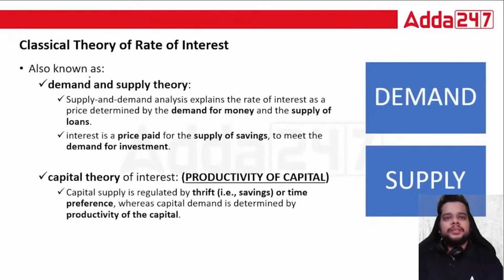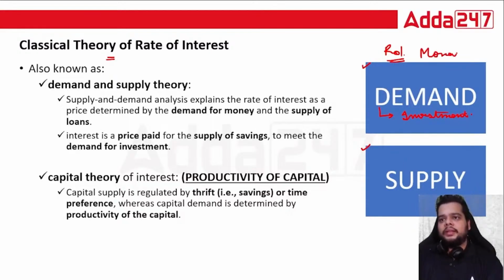So what does this theory tell us? Simply stated, this theory shows us the mechanism via which the rate of interest is determined. It talks about two things, demand and supply, which we have studied previously. Demand will come from those who want to invest. They want investment for their business, so they will be demanding money. We are talking about money.